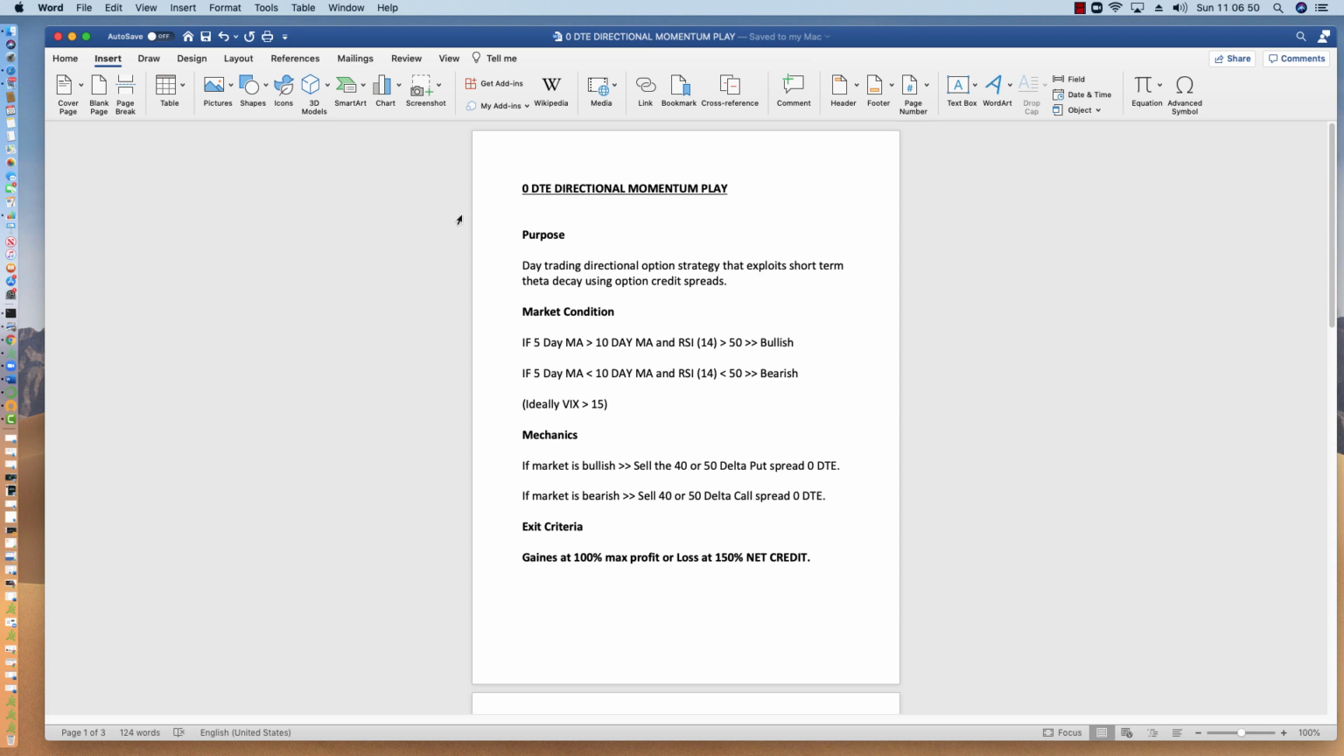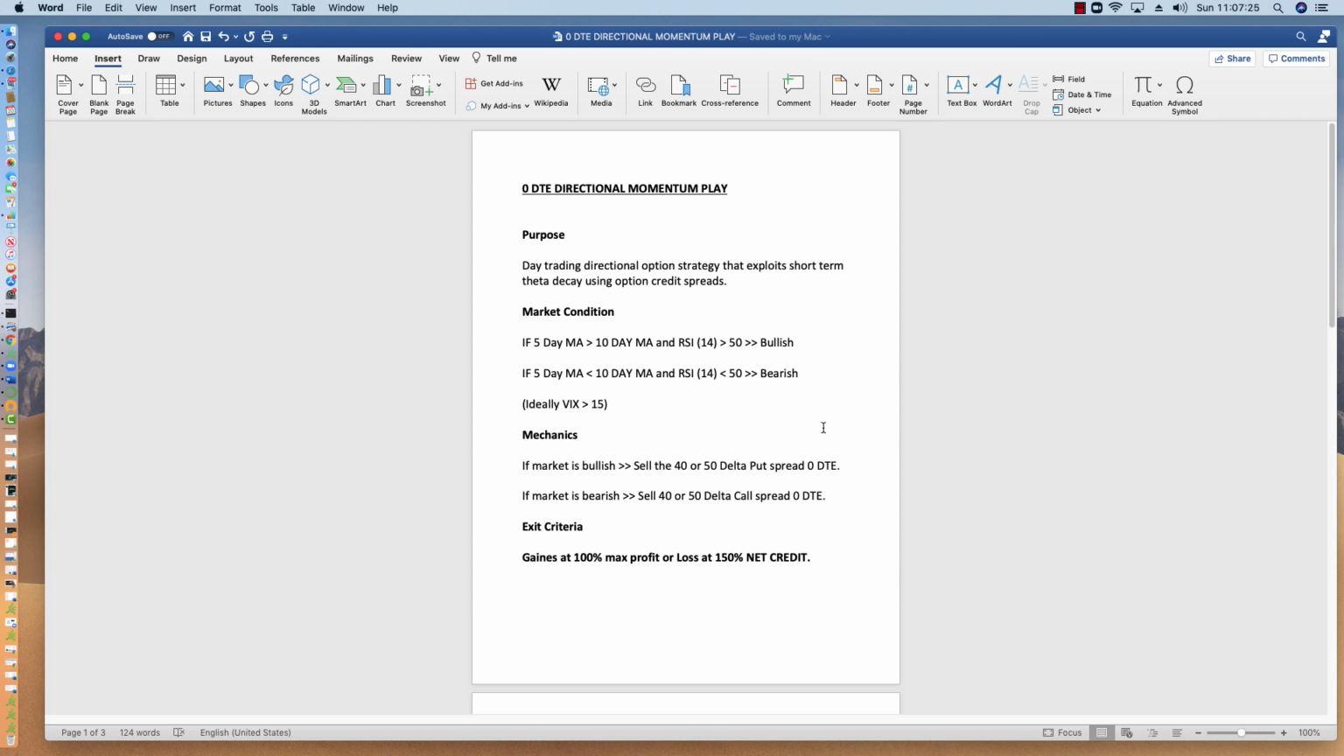All right, so if the 5-day is above the 10-day and RSI 14 is above 50, then consider that a bullish market. If the 5-day is lower than the 10-day and the RSI is less than 50, then that's a bearish condition. And ideally, you want the VIX level to be above 15 in either market condition. That's ideal. It can be done. The back test shows it's profitable even through that.